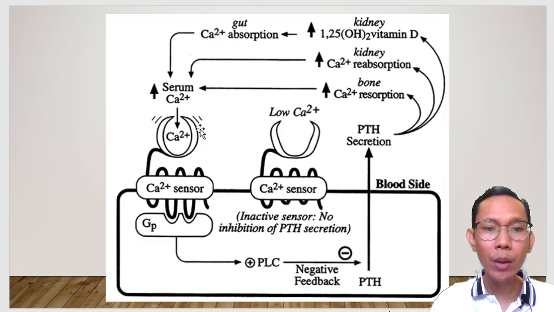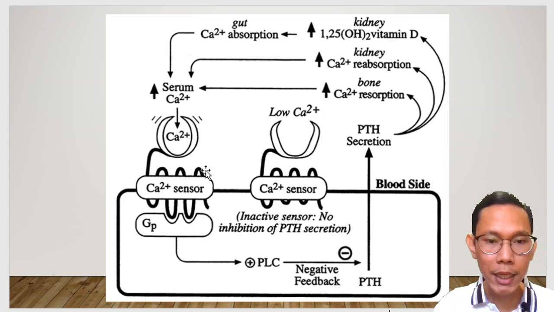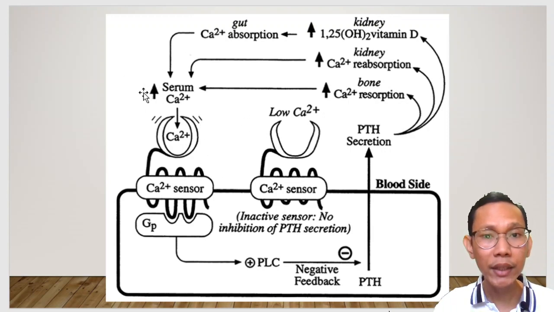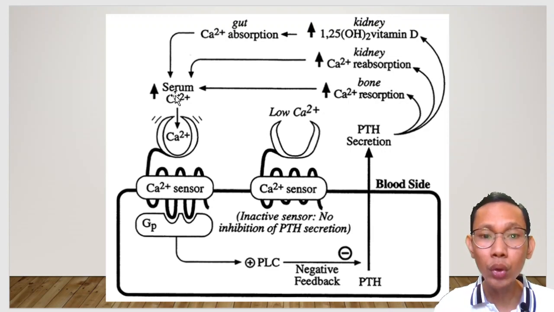So this diagram will explain the previous statements. Let's see. If you have an increased serum calcium, what will be the negative feedback of the body? If you already have an increased level of calcium, the negative feedback is actually to decrease the calcium itself, because you already have too much calcium. So with an increased serum calcium, pag maraming calcium, ano nangyayari?